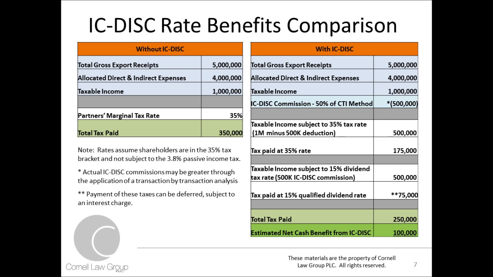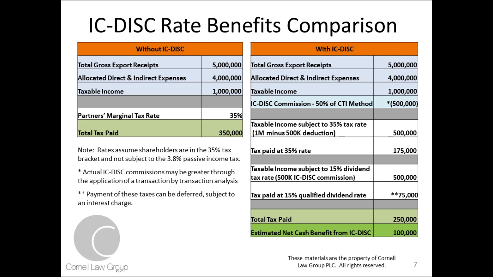On the right, you just see the same business, but what would happen with an IC DISC. So we have total export receipts, again, of $5 million and taxable income after you allocate the expenses of $1 million. This is reduced in this case by the commission that this business is able to pay to the IC DISC, which, we're going to use the 50% of taxable income method, which is $500,000. So that leaves only $500,000 in the business to be taxed at ordinary rates at this 35% rate, and the tax on that would be $175,000.